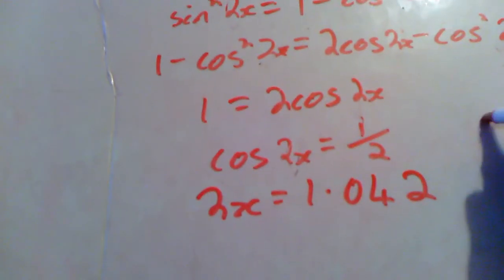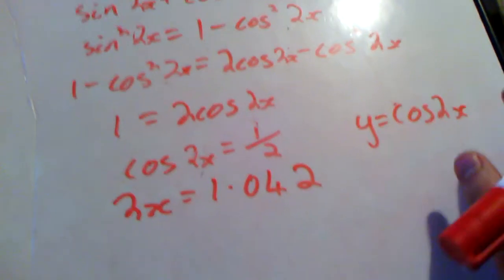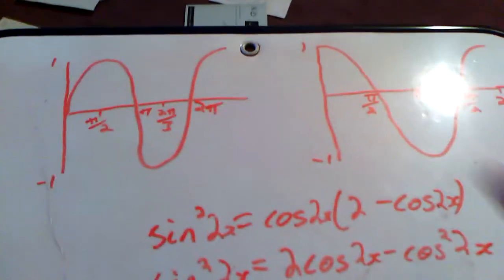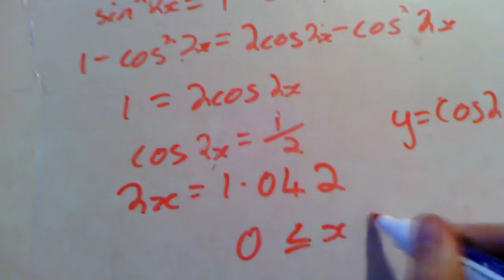the graph of y equals cos 2x isn't the same as y equals cos x. It has been stretched by scale factor of a half. So basically, if you look at this cos graph here, it's basically that, but it's been squished in. So we're not going to have a normal graph. And it says, find the solutions in the interval 0 to pi.